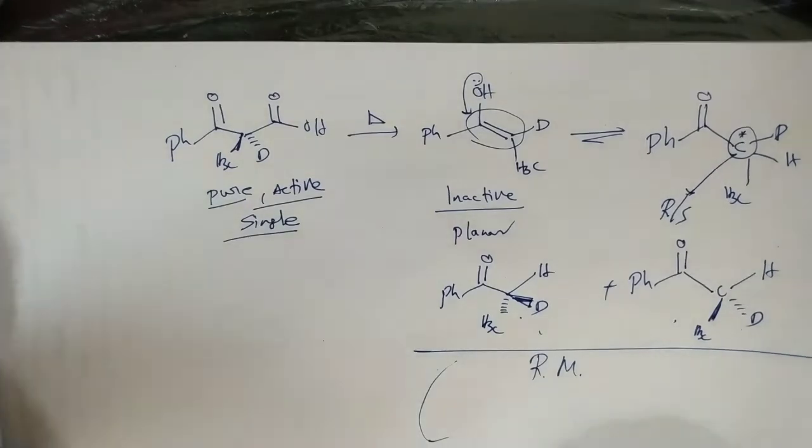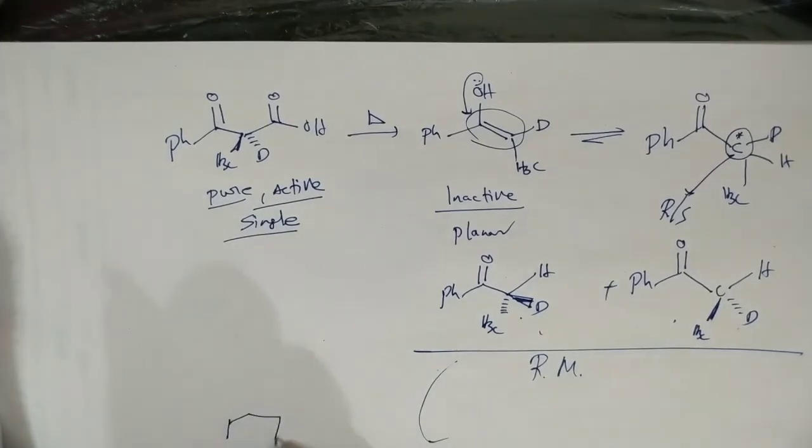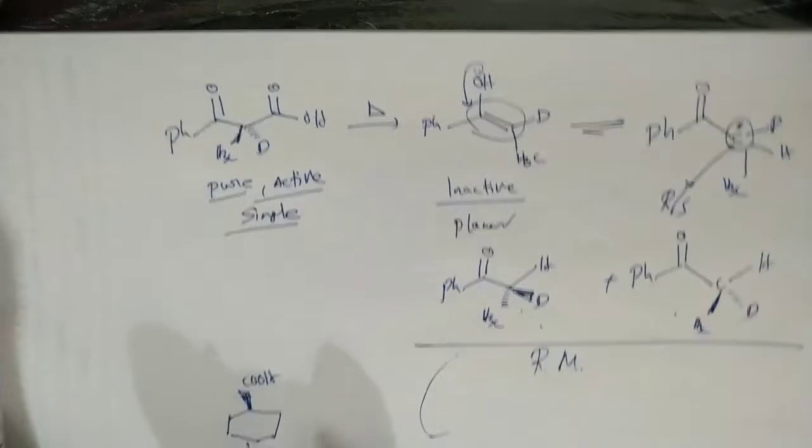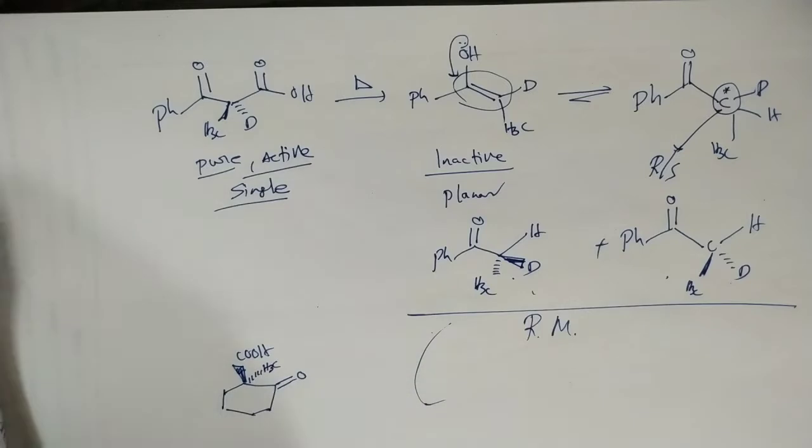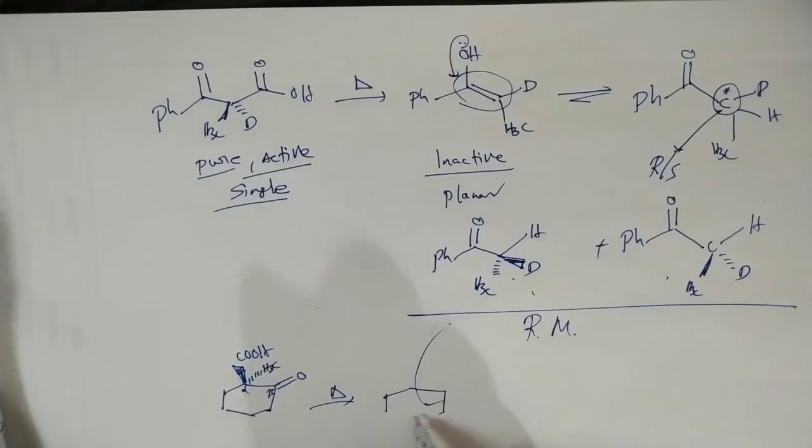And next, suppose see this compound, your COOH, and here CH3, this is the double bond O. Now this one on heating, it is again a beta keto acid. This beta keto acid on heating will give this compound. Okay, now here CH3, that is the enol form.